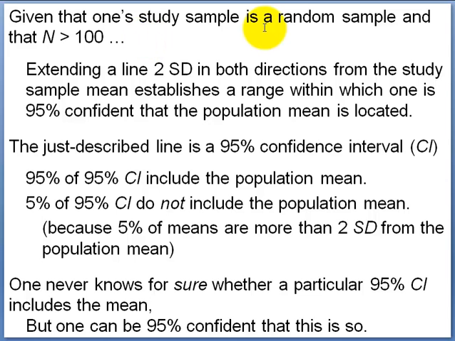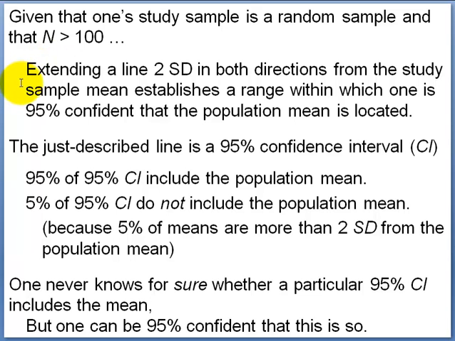Now, one study sample is a random sample, and now let's presume again that n is greater than 100. So the study sample is just simply treated as one random sample in the sampling distribution. In real-world research, it's the only sample, but in relating to our confidence interval theory, we regard it simply as one random sample in the sampling distribution.